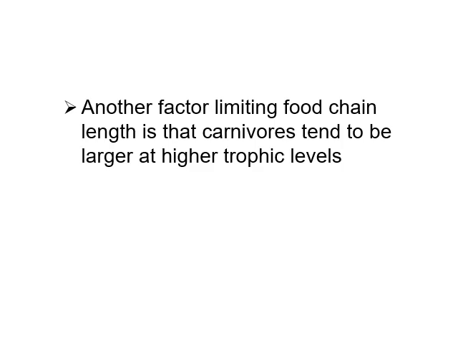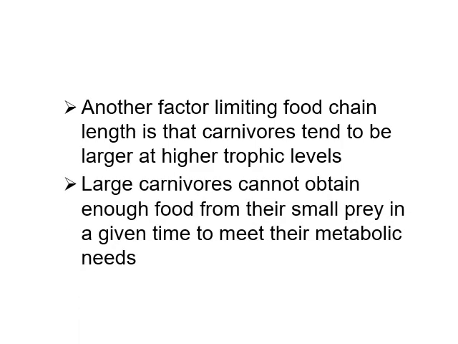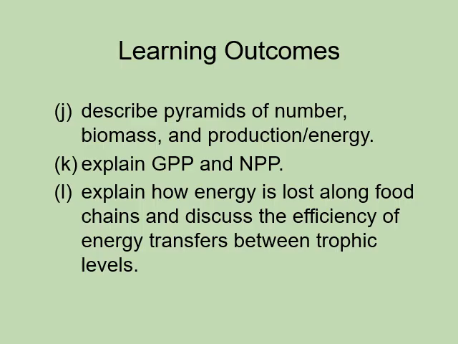Okay. So another factor limiting food chain length is that carnivores tend to be larger at higher trophic levels. So large carnivores cannot obtain enough food from their small prey in a given time to meet their metabolic needs. Okay, so we stop there. We will continue with pyramid of numbers, biomass and production energy, and we will also explain GPP and NPP. Alright.